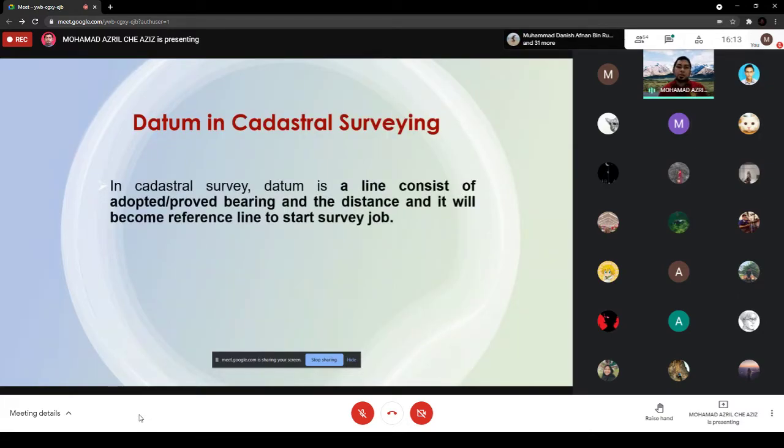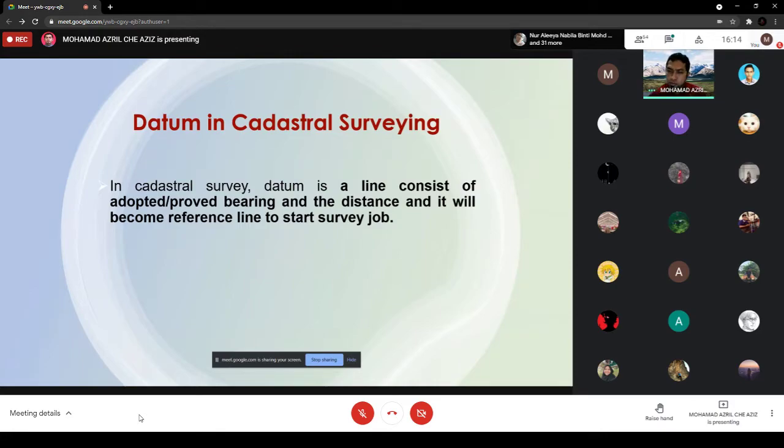Okay, so datum in cadastral surveying. In cadastral survey, a datum is a line consisting of an adopted or proven bearing and distance, and it becomes the reference line to start the survey job. Meaning you have a line that consists of a bearing and distance, and that line already follows the orientation. So that is what you can explain about the datum. And that line you will refer to when starting the field measurement.